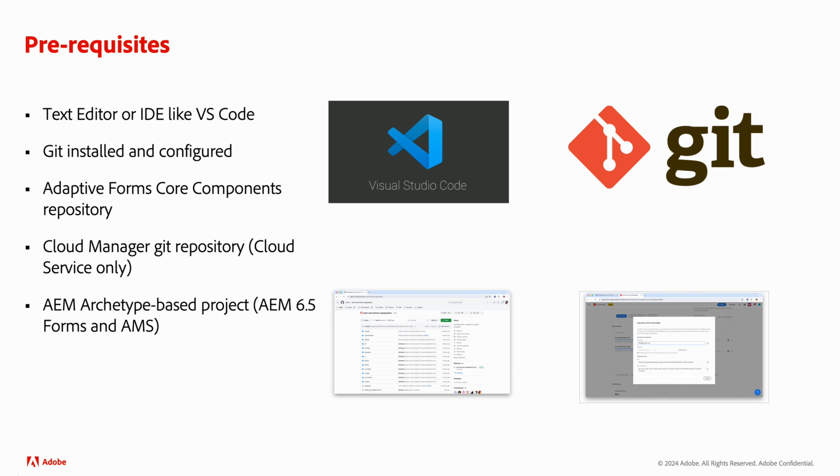Before we start, make sure you have a text editor like Visual Studio Code and Git installed and configured. We will use Git to manage code changes. Also ensure the Adaptive Forms core components repository is cloned. If you want AEM Forms Cloud Service, clone the corresponding Cloud Manager repository. If you are using an on-premise deployment or Adobe Managed Services, keep your AEM archetype-based project ready. This video will show you the commands and describe the process to clone the repositories for AEM Forms Cloud Service. I hope you are all set.